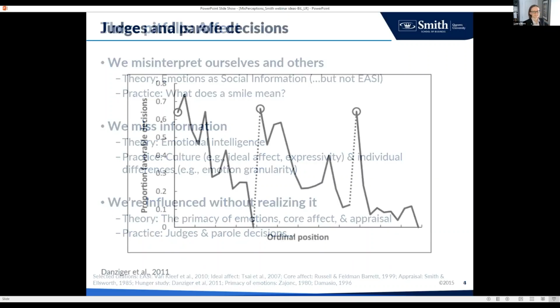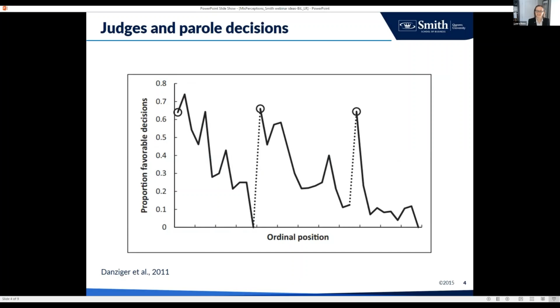But there was an analysis done of the approval rate of these parole requests. And it wasn't that the crimes were harder or more violent or something like this in any particular order. And what you see here on the x-axis is the ordinal position of that decision, that specific case. So did it come at the beginning, the middle, the end? And then the proportion of favorable decisions. And this is across all judges in this sample. And you'll see a few things.